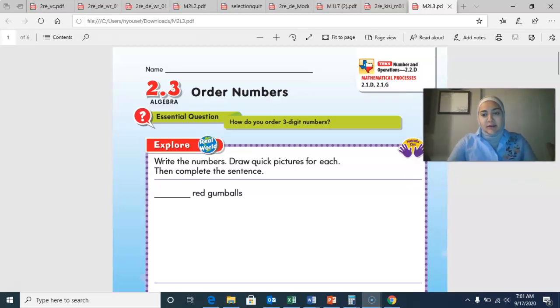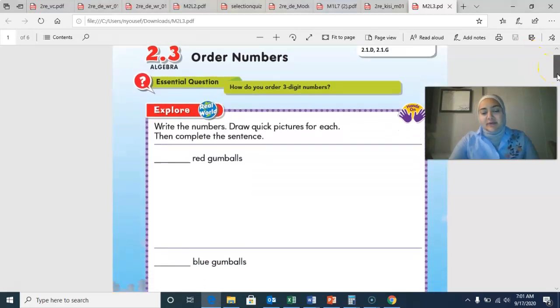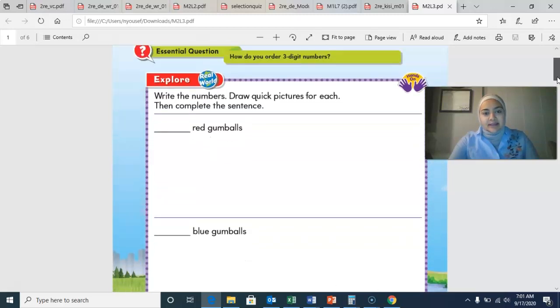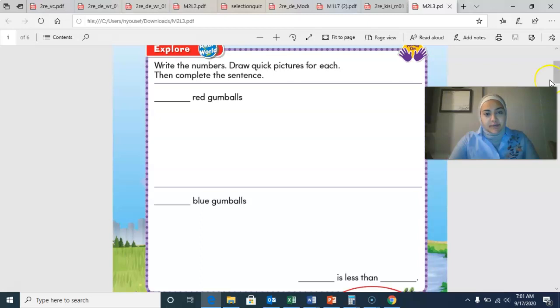Okay, so we are ordering numbers. We're ordering 3-digit numbers from least to greatest and from greatest to least. So let's see what they want us to do. It says, how do you order 3-digit numbers? Write the numbers, draw a quick picture for each, and then complete the sentence.